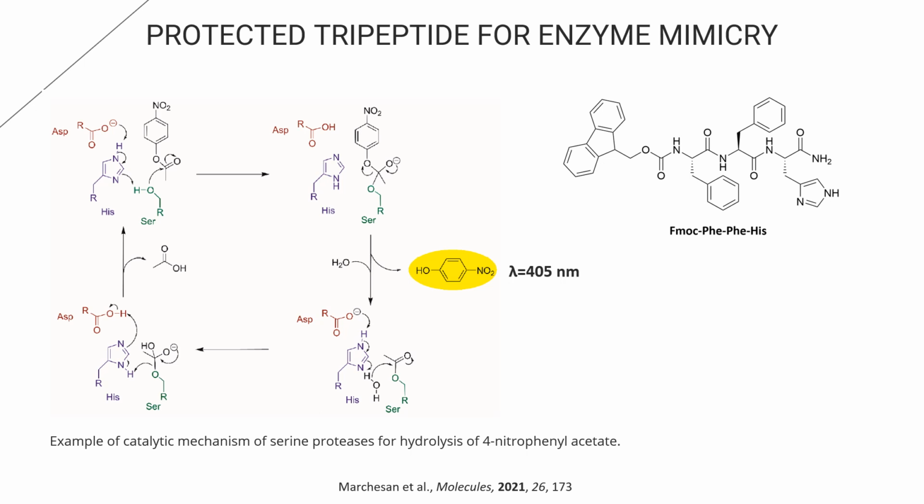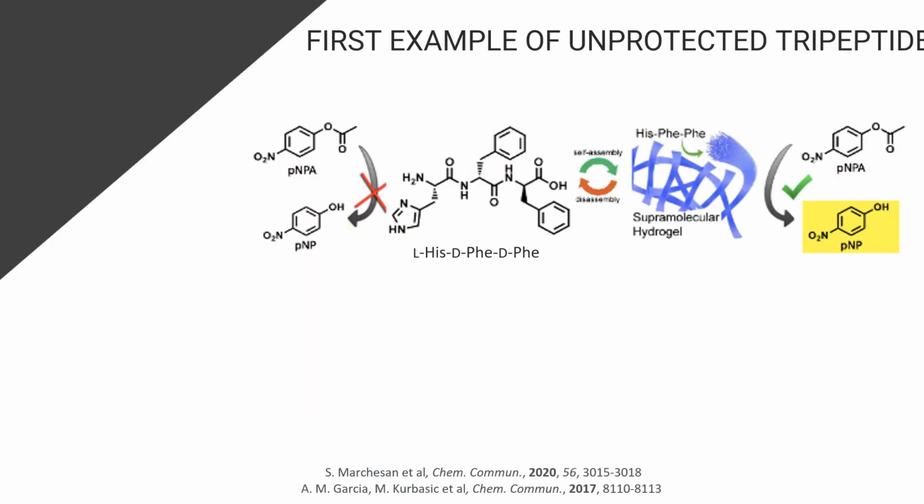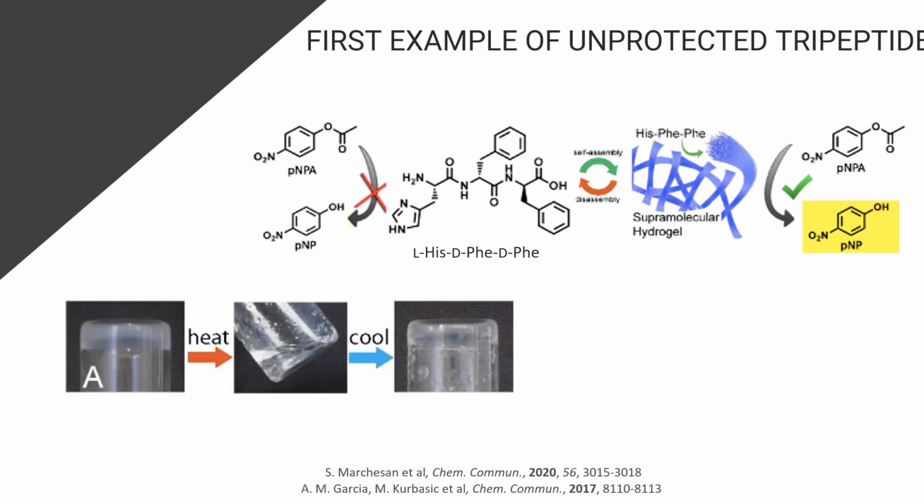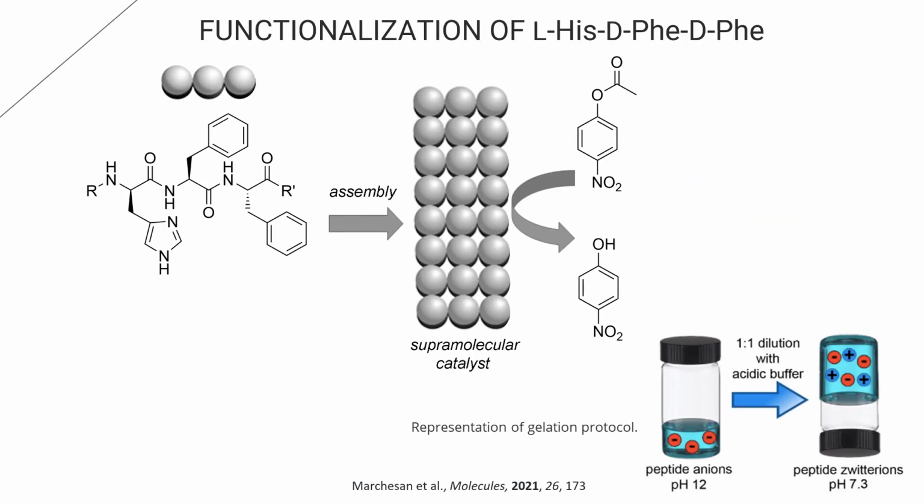And to determine esterase-mimicking capacity, the hydrolysis of paranitrophenylacetate is followed, which is used as a model since its hydrolysis yields paranitrophenol, a yellow-colored compound that can be monitored by measuring absorbance at 405 nanometers. The first example of an unprotected tripeptide containing IS that forms a supramolecular hydrogel is L-IS-Diphi-Diphi. The hydrogel is thermoreversible and it catalyzes ester hydrolysis.